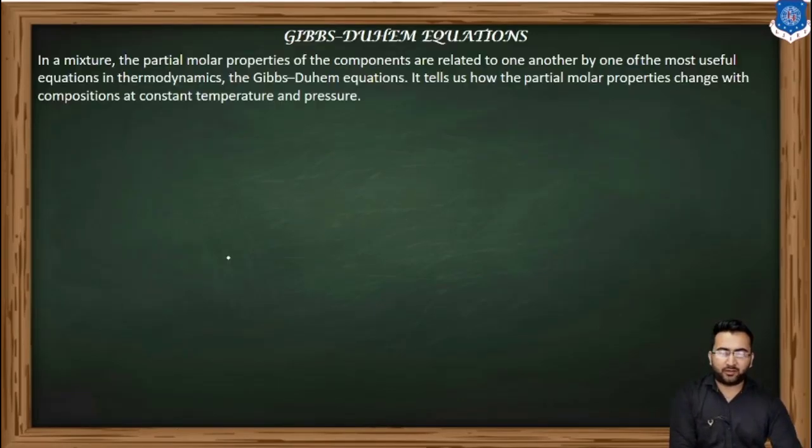Now let's discuss the Gibbs-Duhem equation. In a mixture, the partial molar properties of components are related to one another by one of the most useful equations, known as the Gibbs-Duhem equation. It tells us how the partial molar property changes with composition at constant temperature and pressure.